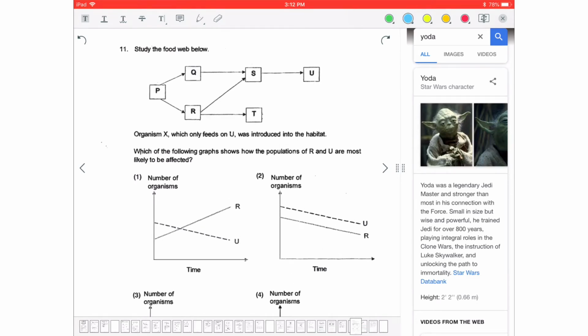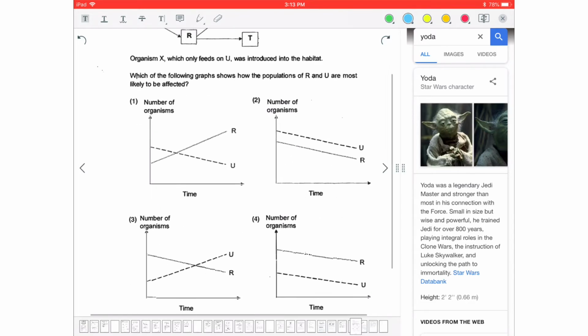Which of the following graphs shows how the populations of R and U are most likely to be affected? Okay, so they introduce X, which only feeds on U. X feeds on U. It eats U. 2, right? No, it's not 2. It's 4.